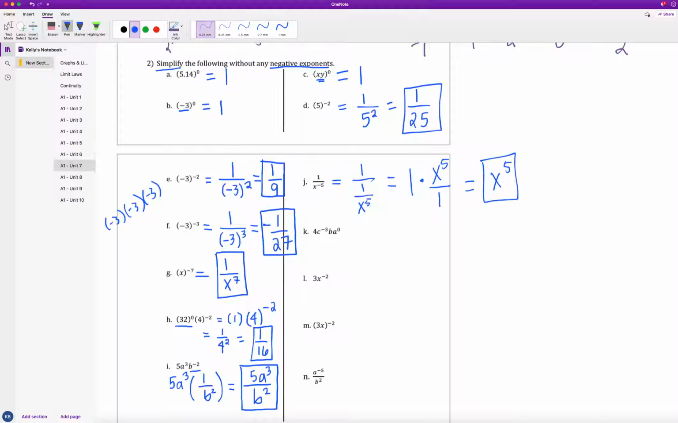Okay, let's check example k. So we've got quite a few pieces going on here. We have 4 times c to the negative 3rd times b times a to the 0. So the 4 is good, that's our coefficient. I can't do anything with that. There's nothing to combine it to. But c to the negative third, I could rewrite as 1 over c to the positive third.